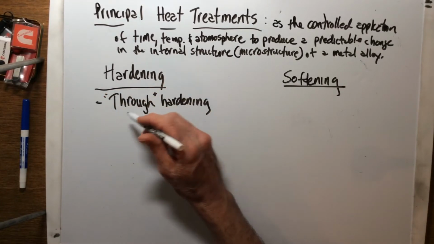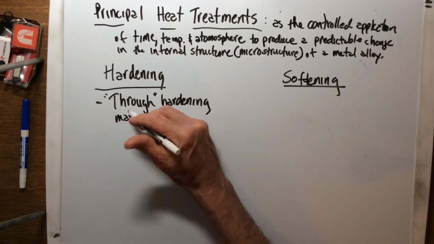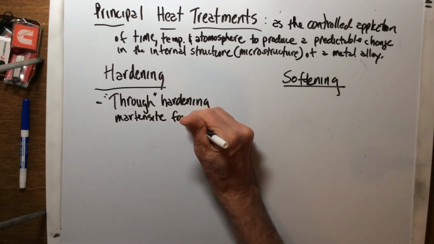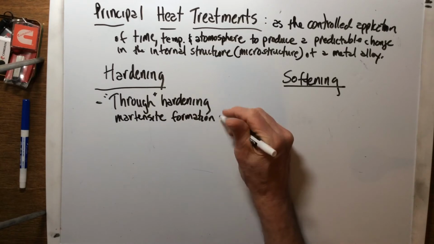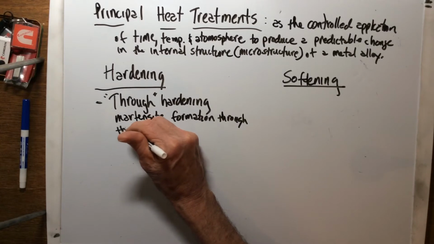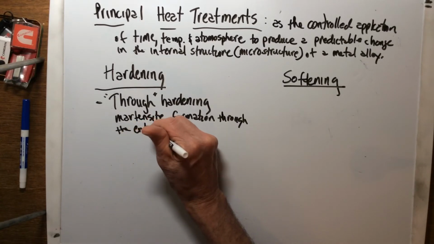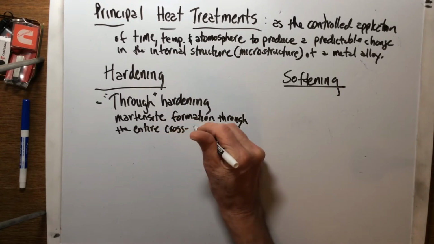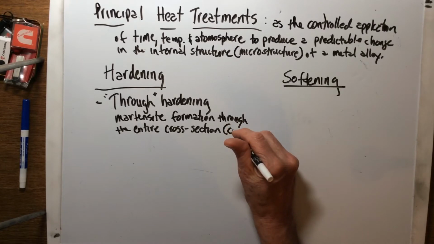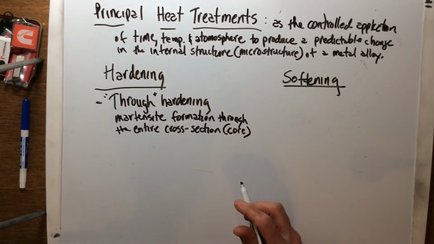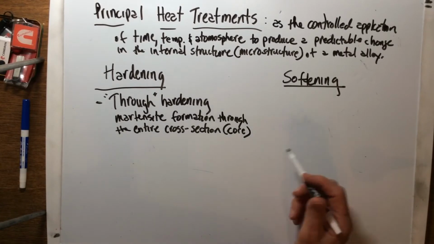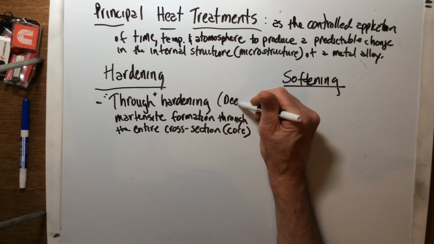This is where the martensite formation through the entire cross section. In other words, all the way through its core, to its core. All right. Now, then we'll talk about that. Now, sometimes this is also called deep hardening.